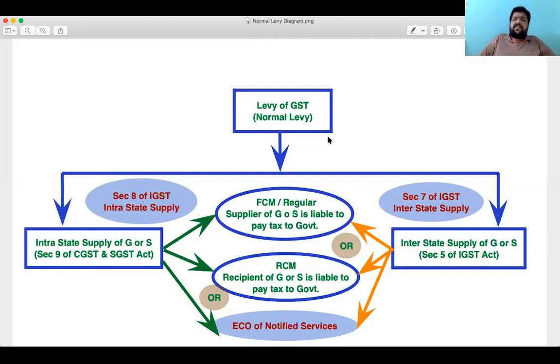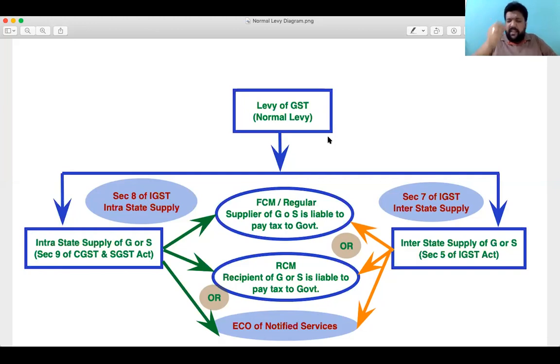Sir, how is interstate supply possible? Very simple. Location of supplier is Delhi. Place of supply is Andhra Pradesh. Advocate services. Location of supplier is Delhi. Place of supply is Karnataka. Same advocate services, director services. There is a possibility. We are not thinking of it. That's what is our challenge. When we start thinking it, it will fall in place.